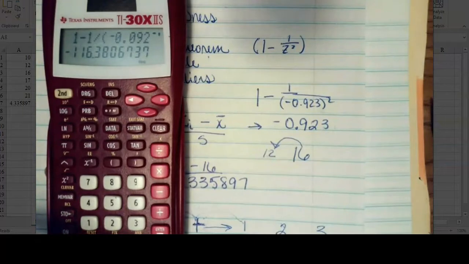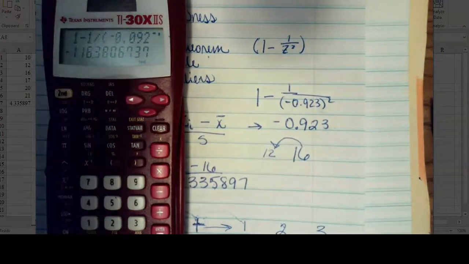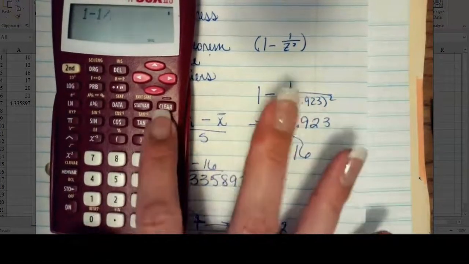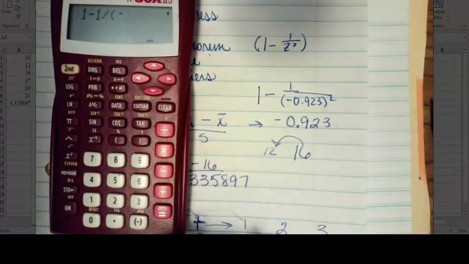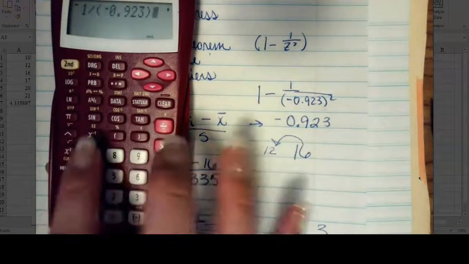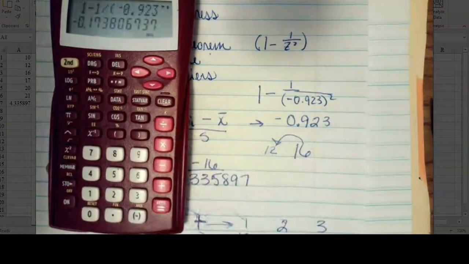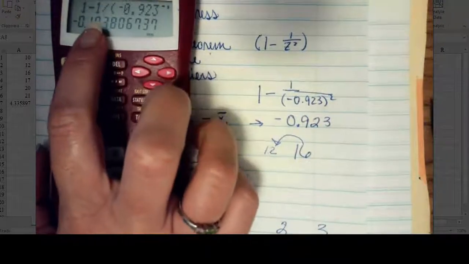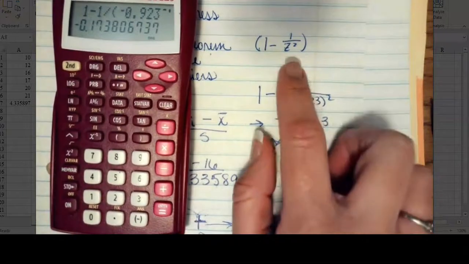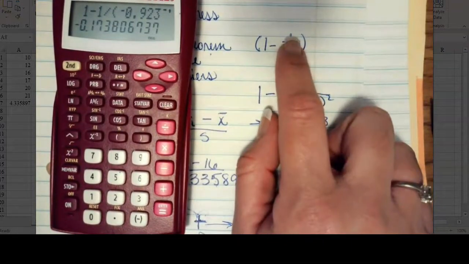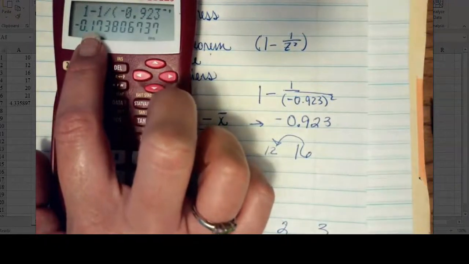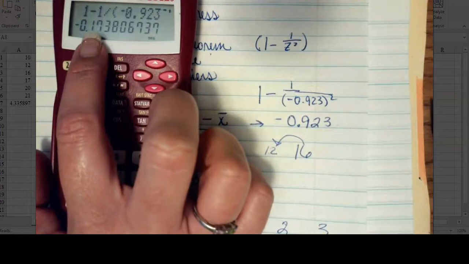Holy cow, I typed that in wrong. That is so dead wrong. It's 1 minus 1 over negative 0.923. That is so different. All right, squared. And grab that, and there we go. So what I have then is my z-score, I squared it, I divided it into 1, and this is going to tell me that 17% of my data should lie in that area.